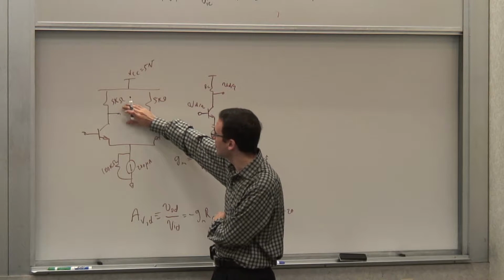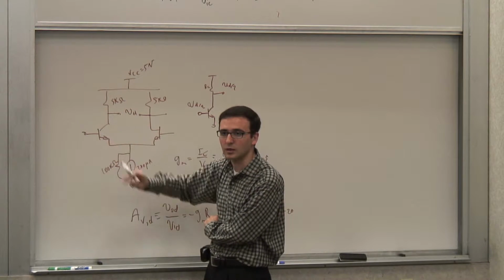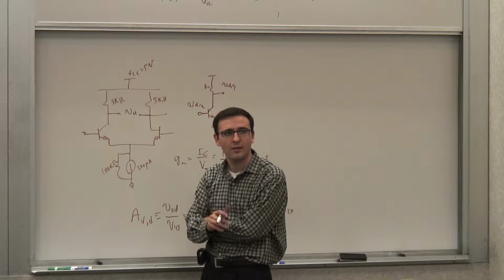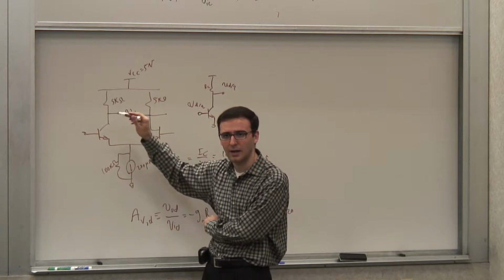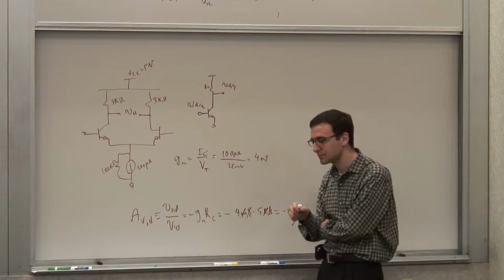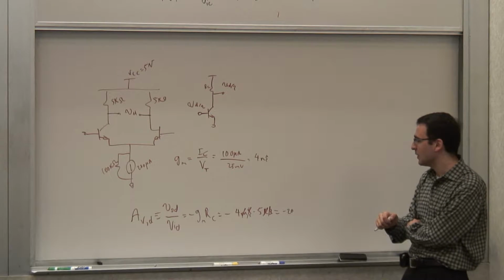Now, if I just don't look at one of these outputs, if I just look at one, if I say, well, this is my output, forget about the other one, what would happen? I get half of that gain, right? Because half of it happens on one side and half of it happens on the other side. So my gain would be 1/2 of that. So that's the differential gain.